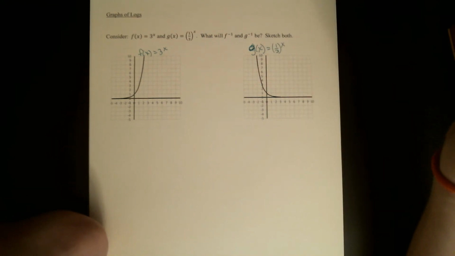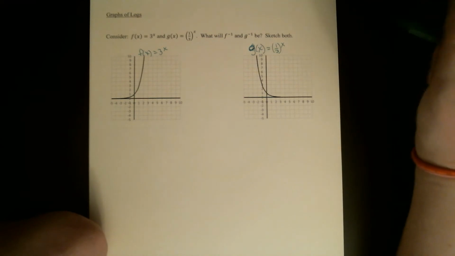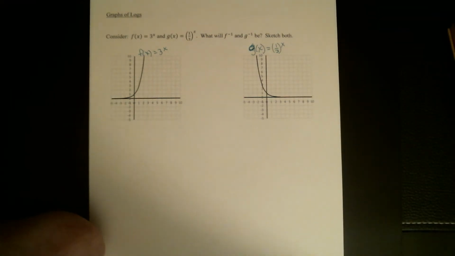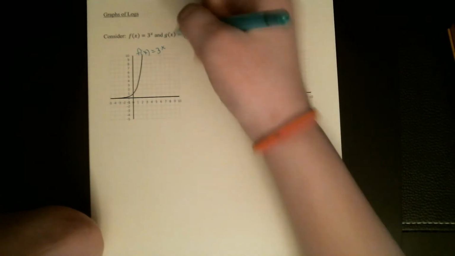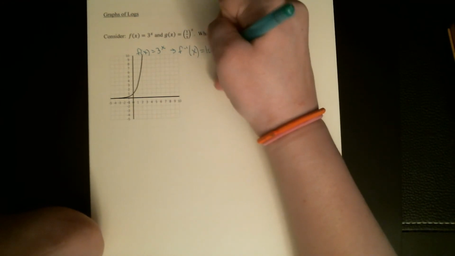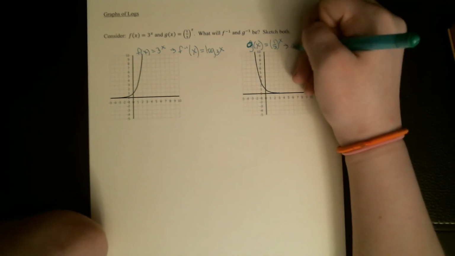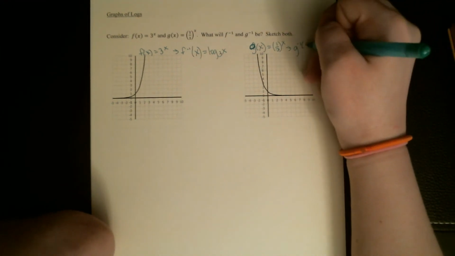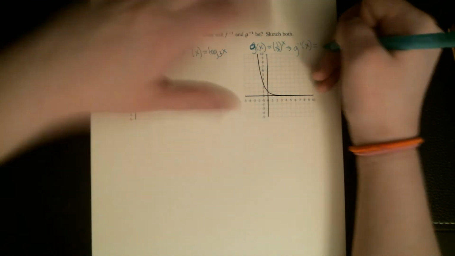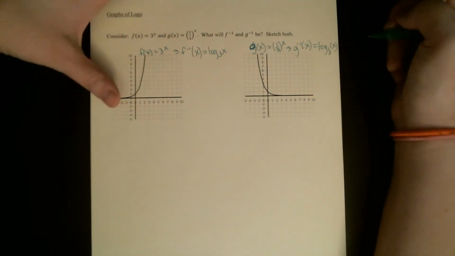First I'd like to say what function f inverse is and g inverse, and then I want to use what we know about graphs of functions and their inverses to figure out what the graph of g looks like. If my function f of x is 3 to the x, its inverse better be log base 3 of x. This is the entire reason that we created these log functions. And if my function g of x is equal to 1/3 to the x, then its inverse better be log base 1/3 of x.